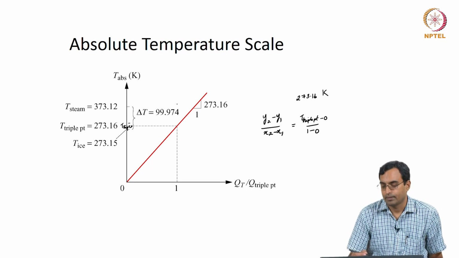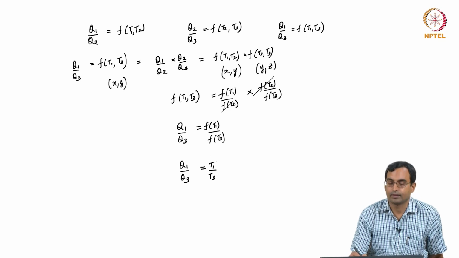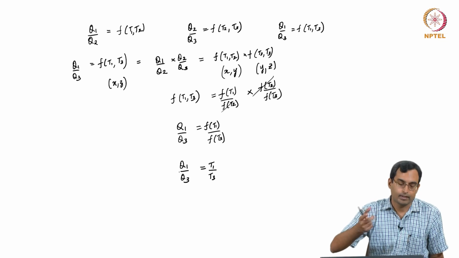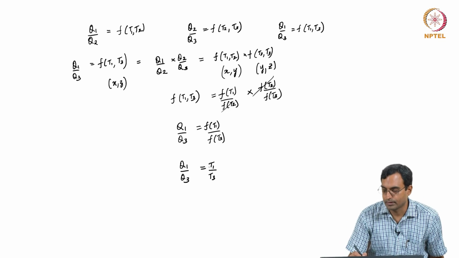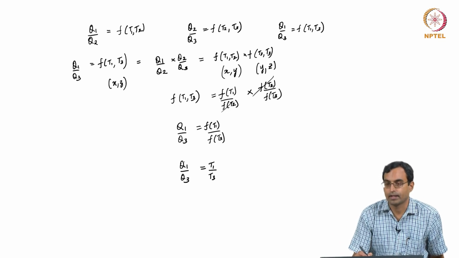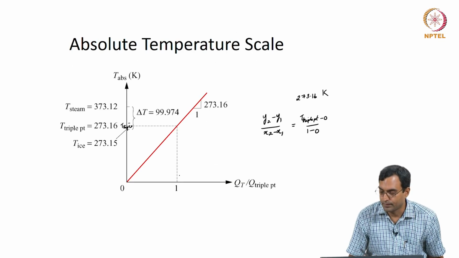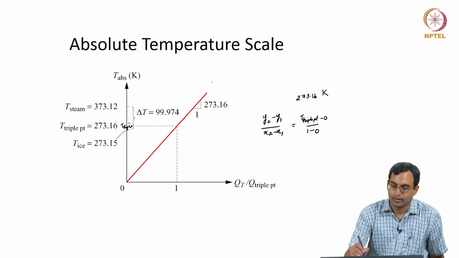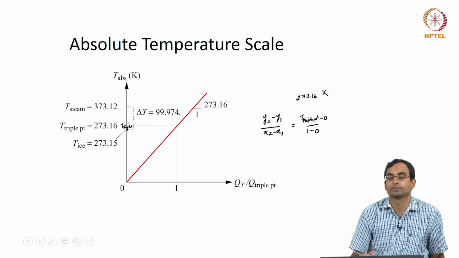So, what we see is that on this scale, Q1 by Q3 is essentially T1 by T3, because the scale is come up by the concept of running Carnot engines between different temperatures. So, whatever the temperatures are, they are essentially the ratios of the heat transferred. So, we now have an absolute temperature scale where we define the temperature in Kelvin, defining the slope as 1 by 273.16 of the triple point of water.